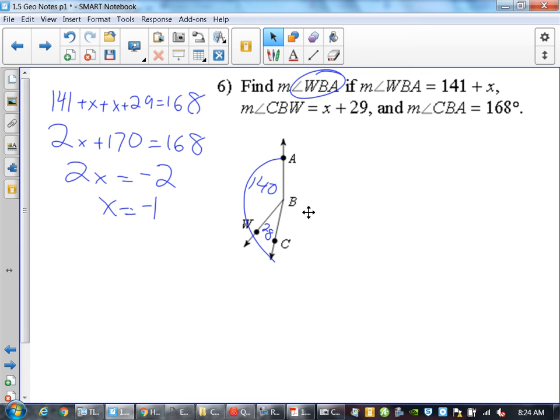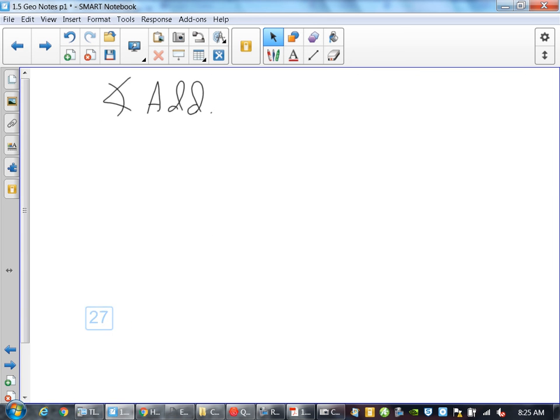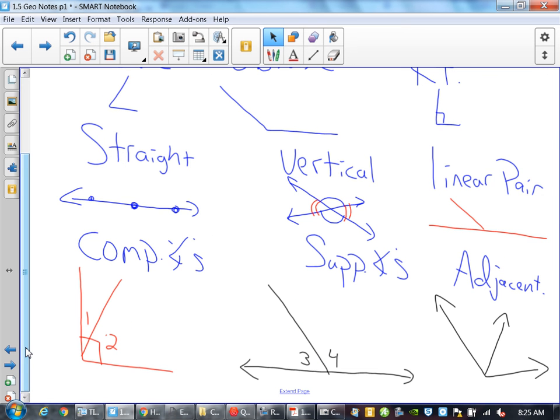Oh, I forgot. There was one other angle thing that we didn't talk about: congruent angles. How do you show that two angles are congruent? You put one tick mark on one angle, and the same tick mark on the other angle. There you go. That was one other thing I wanted to remind ourselves of.